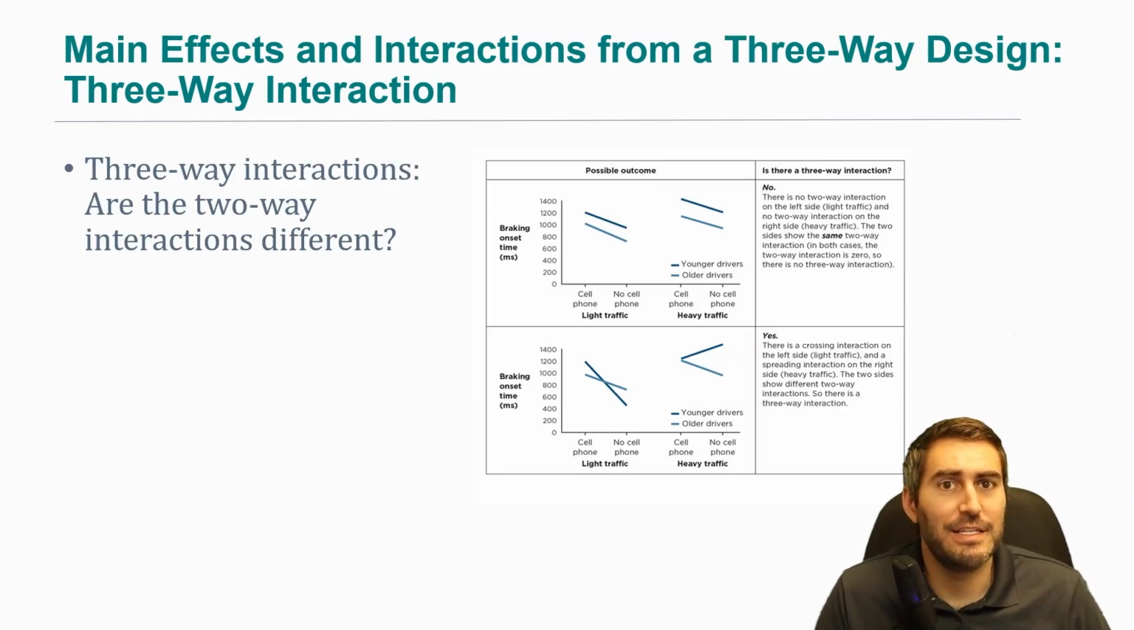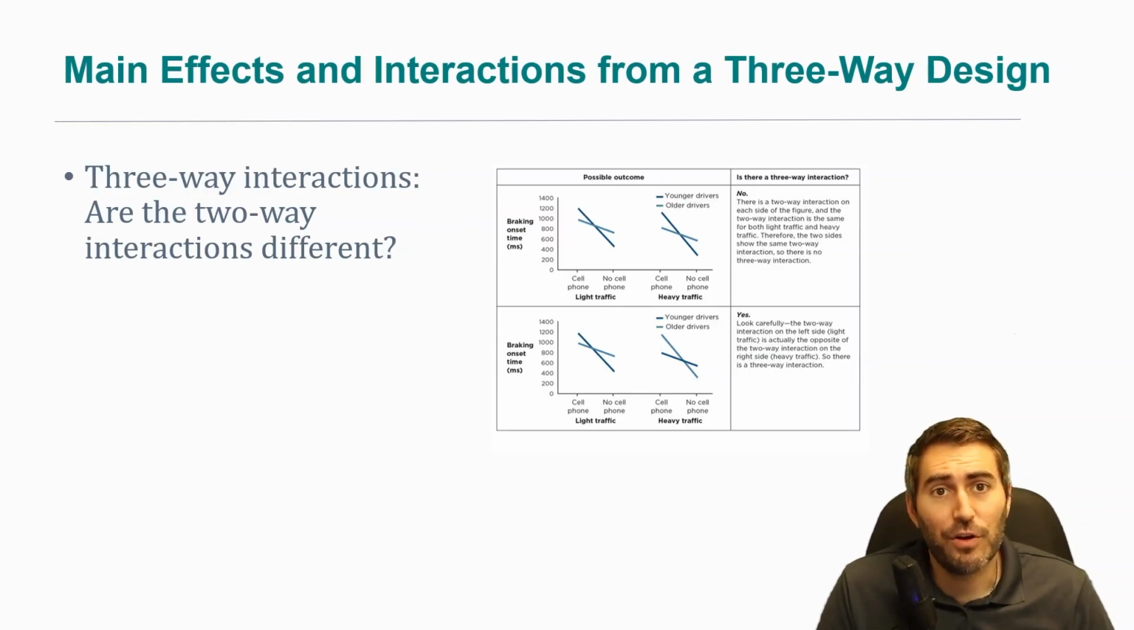The difference in differences is different. It's easiest to look at 3-way interactions by looking at line graphs. In the top graph, there is not a 3-way interaction because there is no 2-way interaction on the left and no 2-way interaction on the right. In the bottom graph, however, there is a 3-way interaction because there is a crossing interaction on the left and a spreading interaction on the right. So the 2 sides show different 2-way interactions. So that tells us there is a 3-way interaction as well.